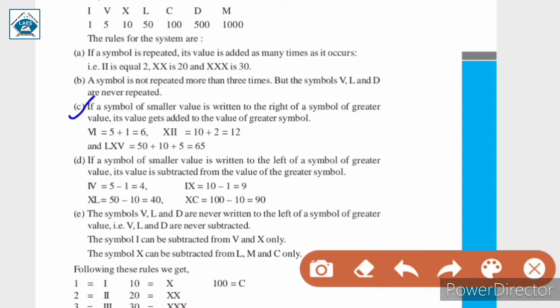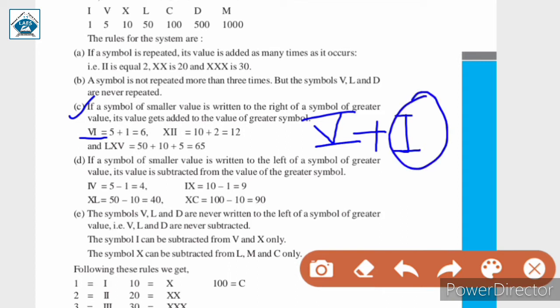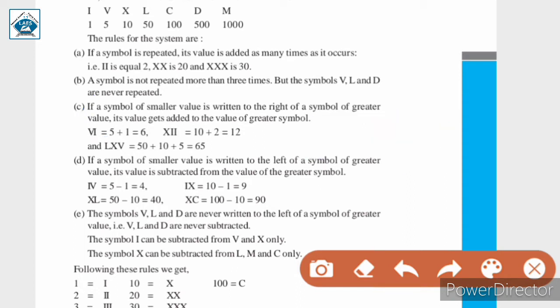Third rule is, if a symbol of smaller value is written to the right side of a symbol of greater value, its value gets added to the value of greater symbol. For example, here we have VI. That means V plus I, that is 5 plus 1, which is equal to 6. So if we write a smaller value, that is I, 1, to the right hand side of a symbol of greater value, which is 5 in this case, then the values get added. Okay, so here we have 5 plus 1, which is equal to 6.